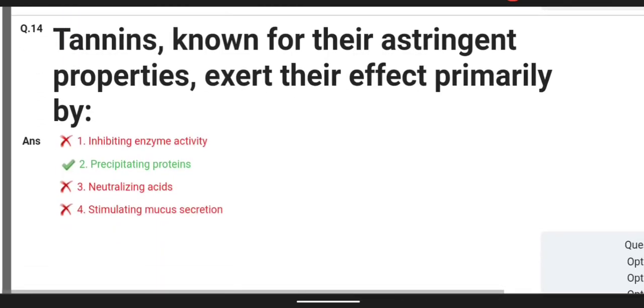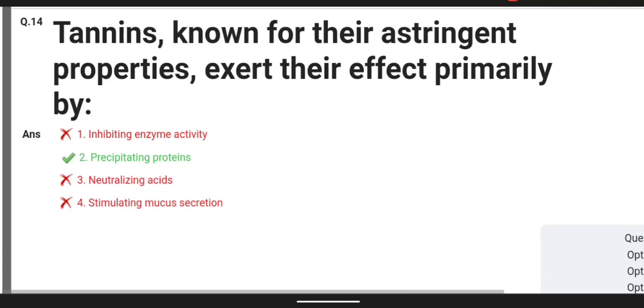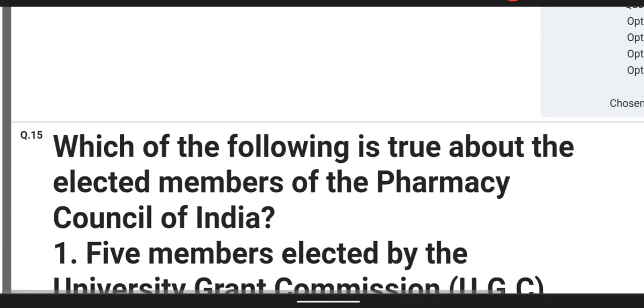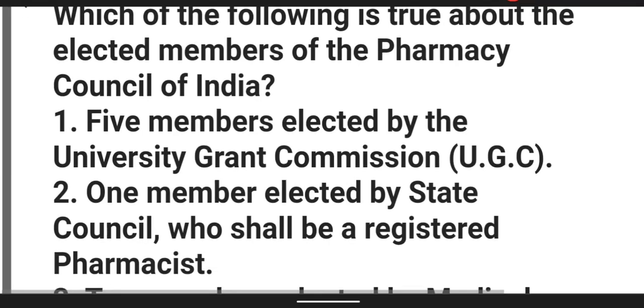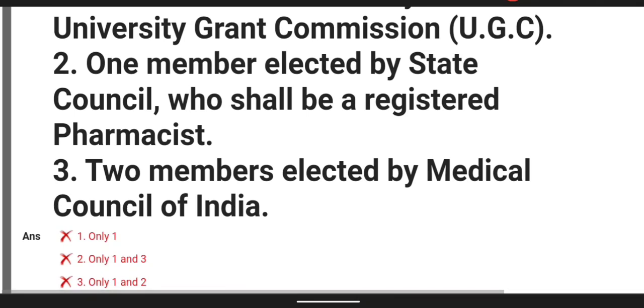Next, tannins, known for their astringent property, exert their effect primarily by precipitating proteins. Next, which of the following is true about the elected members of the Pharmacy Council of India? The right answer is: one member elected by the State Council who shall be a registered pharmacist.